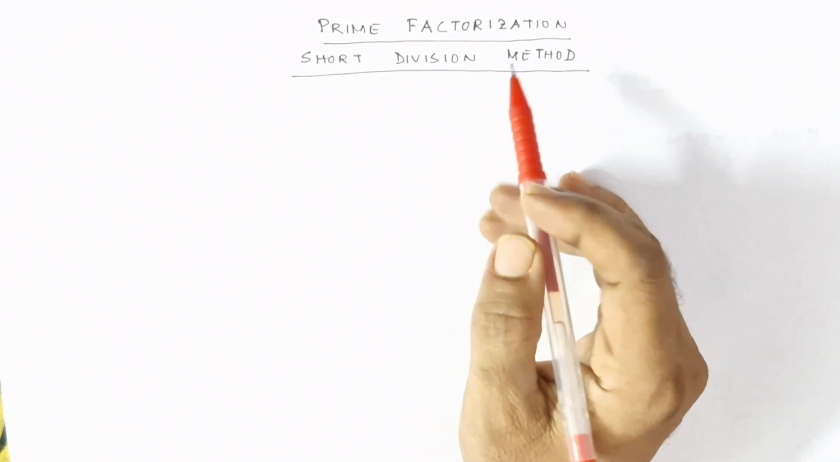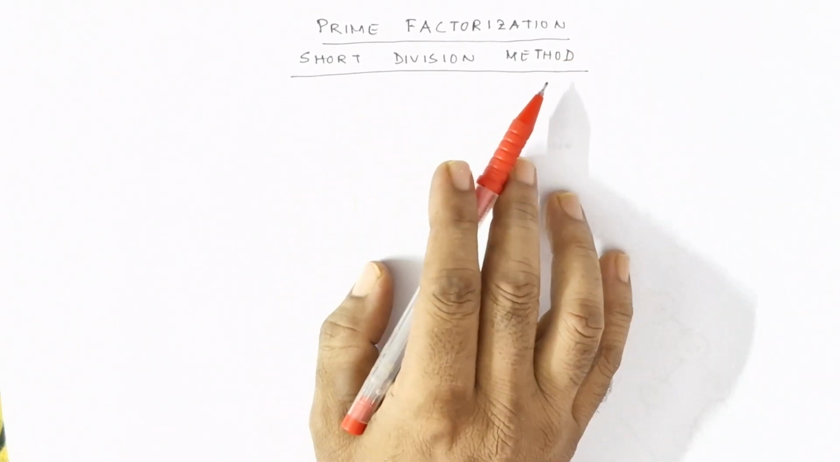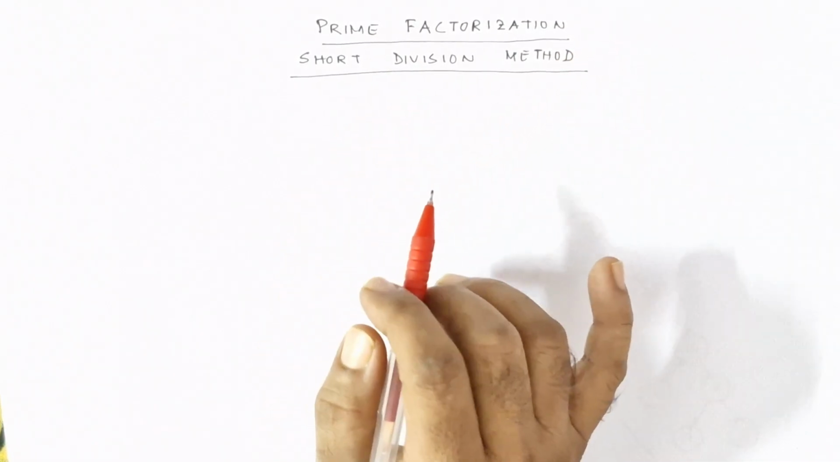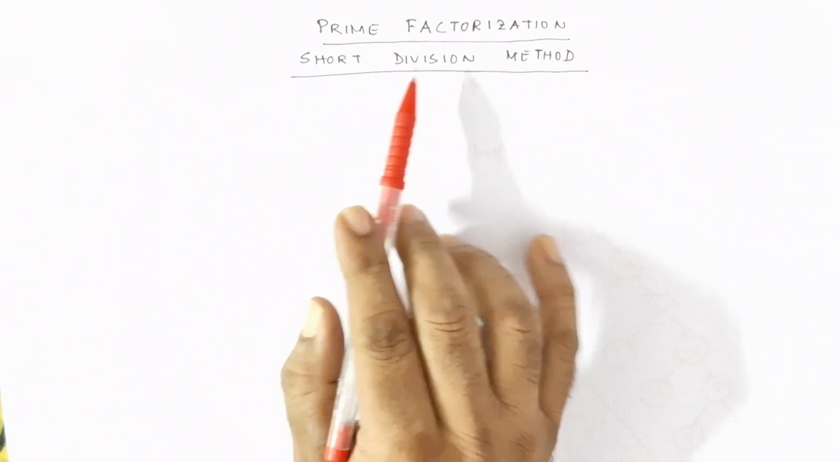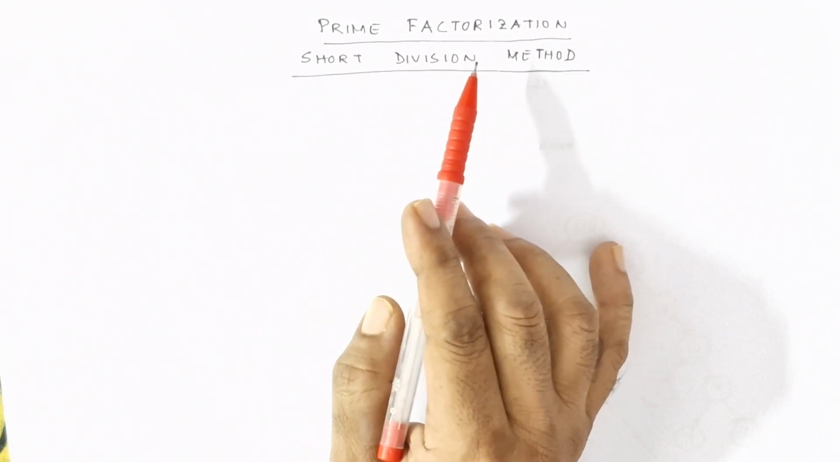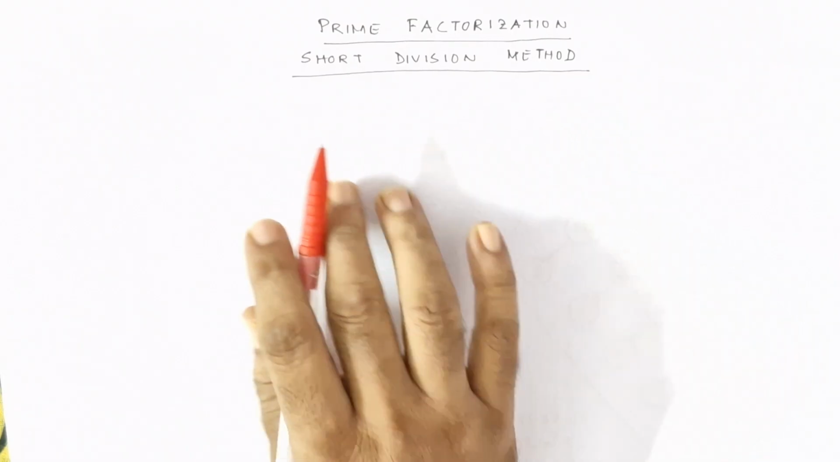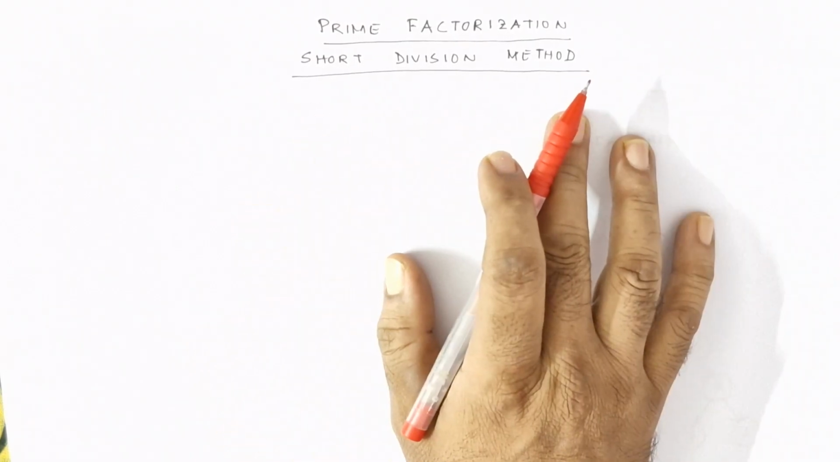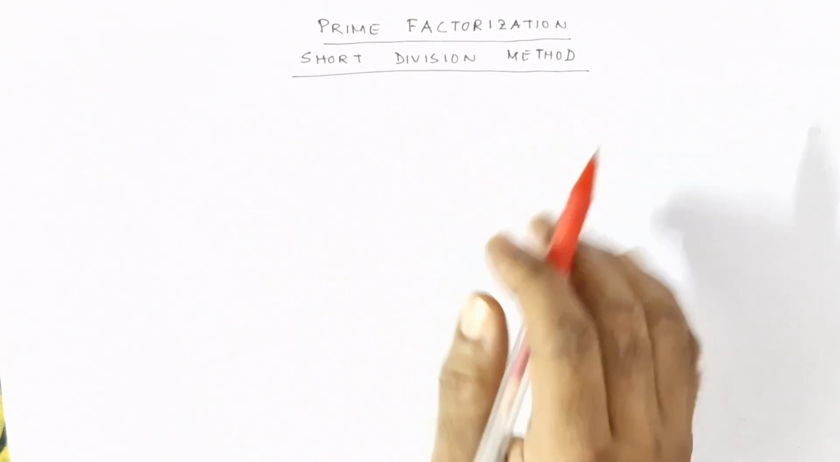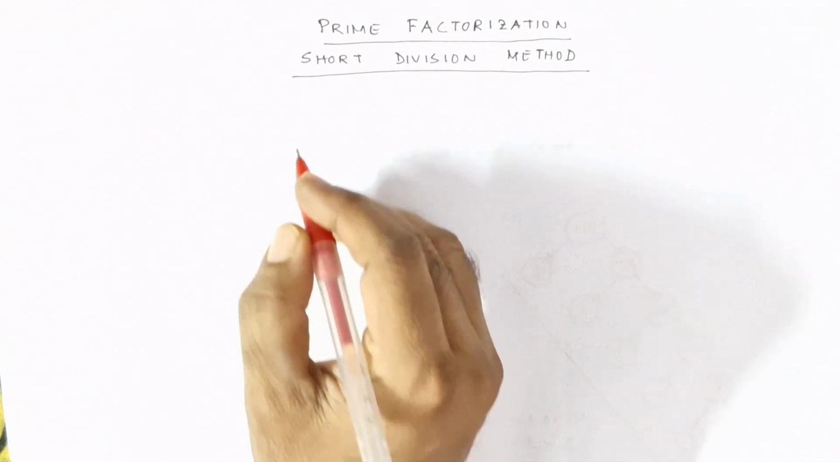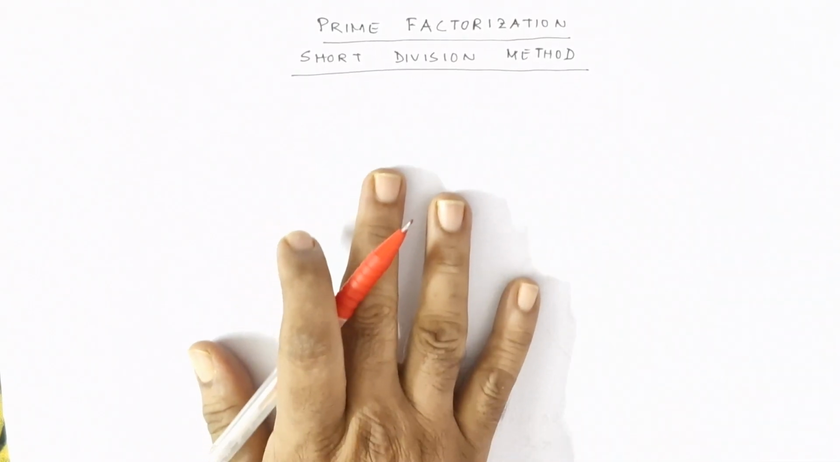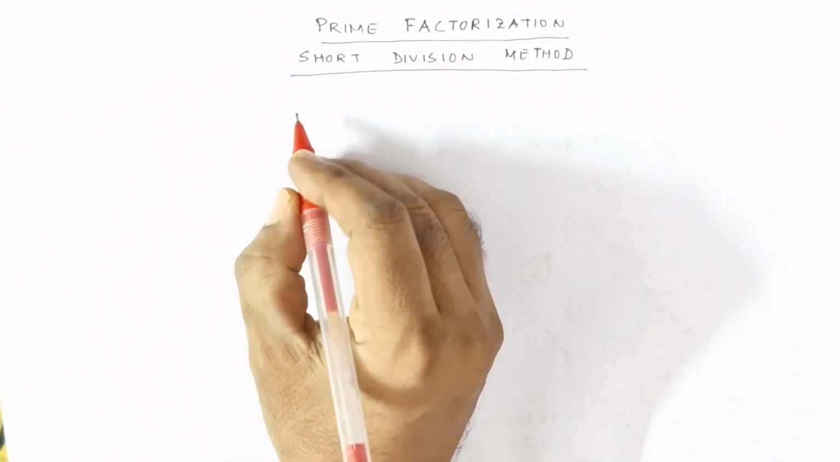Today's topic is prime factorization by short division method. As you know, in the last class we have already started prime factorization. We have seen one of the processes, that is known as the factor tree method. So this is the second process, the short division method. What we will do is take a number and see how the process goes.